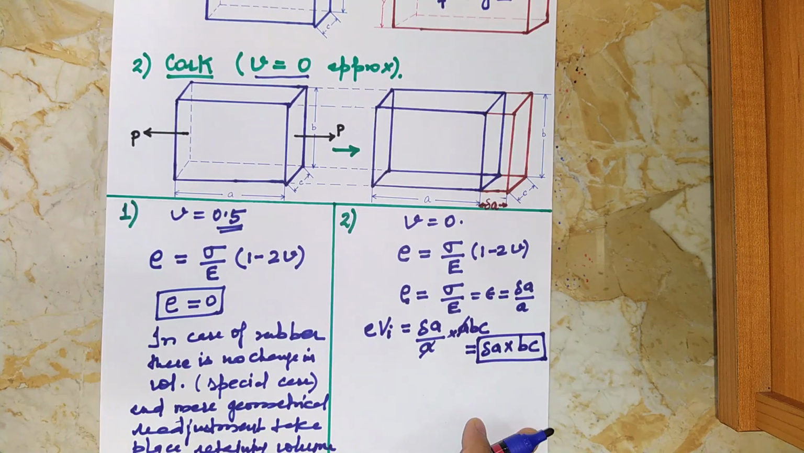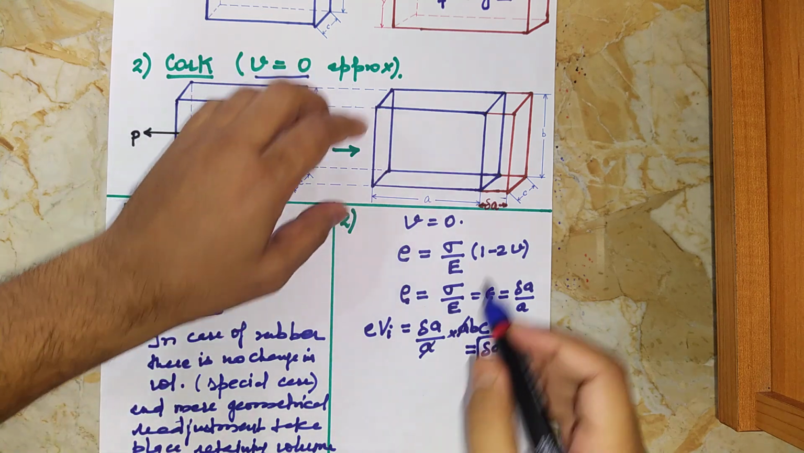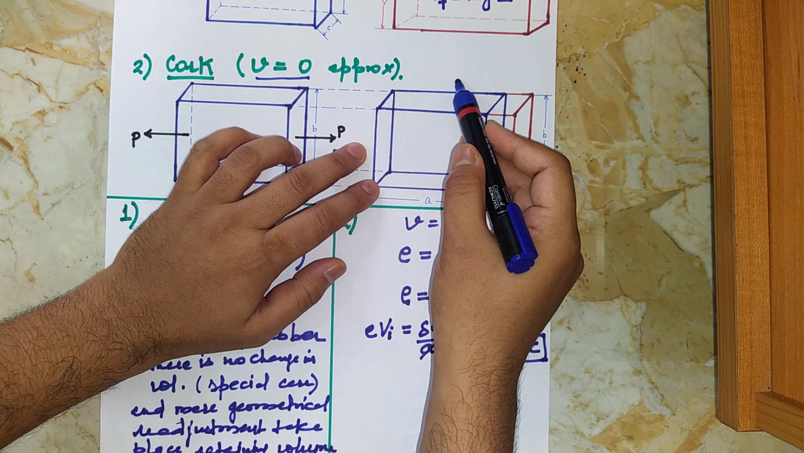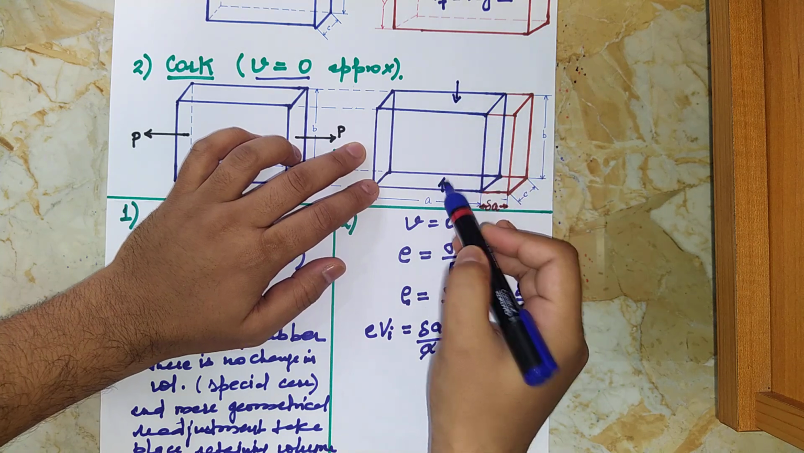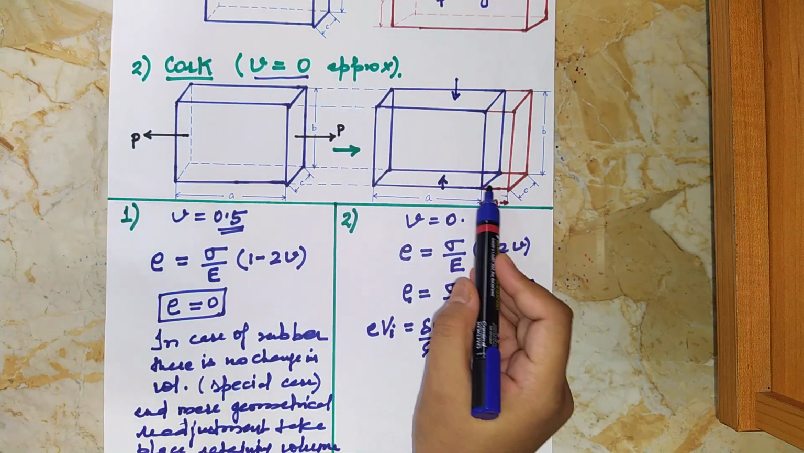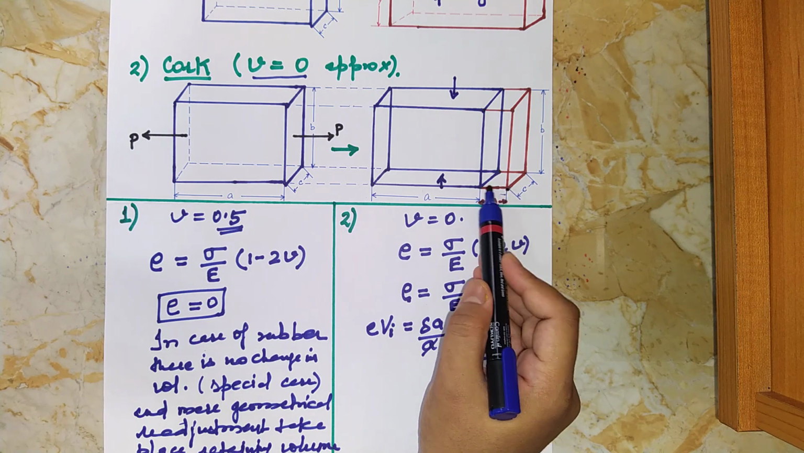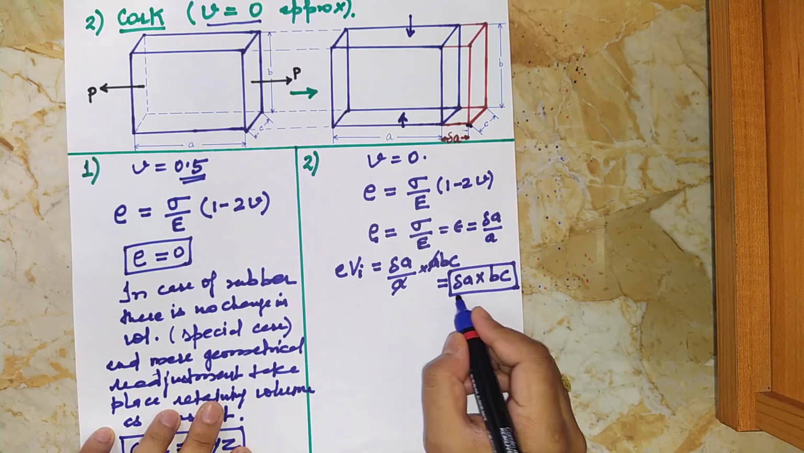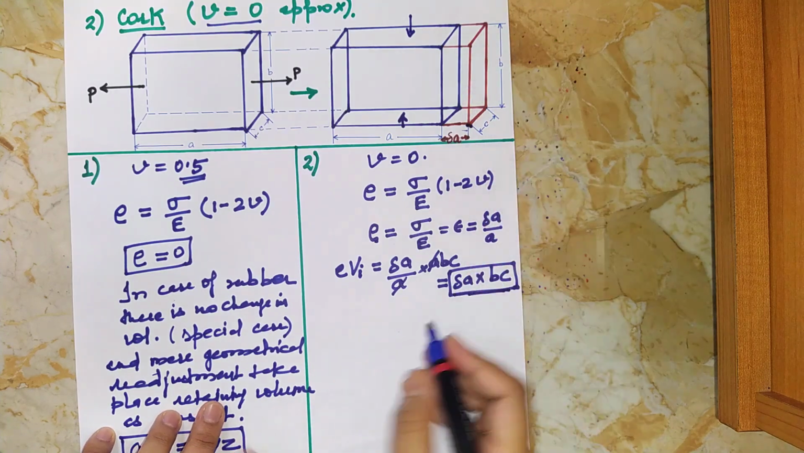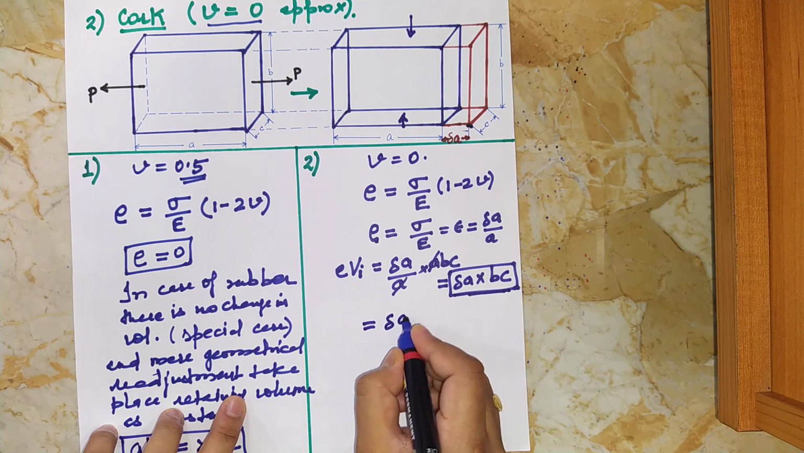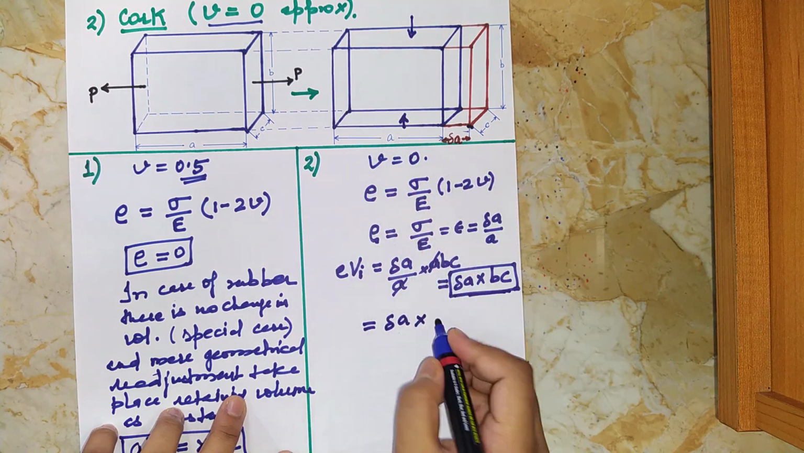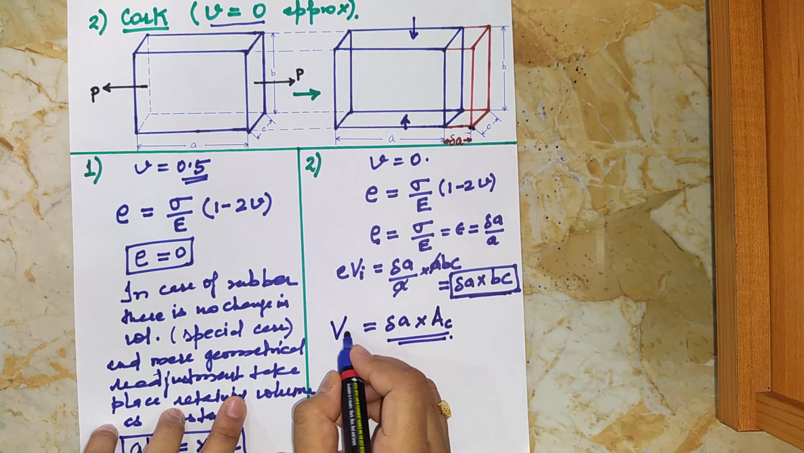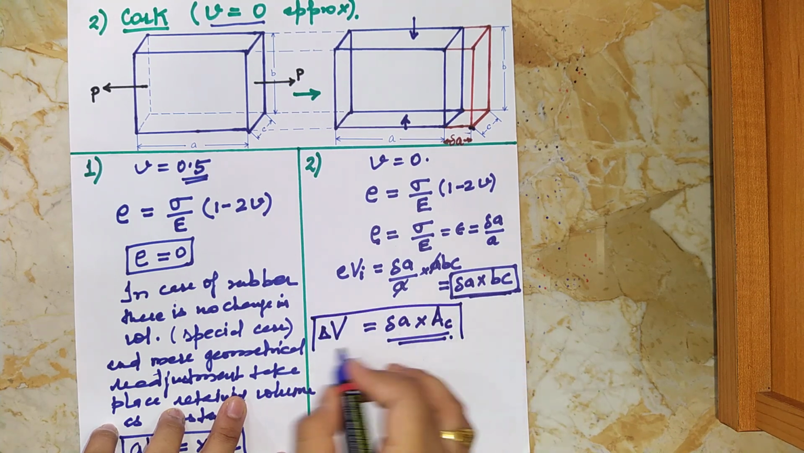So in case of cork we see that as we elongate the material by applying a load P, the lateral dimensions do not change. Lateral dimensions do not change, and there is only a change in the longitudinal direction. Okay, that is del A, because of which the change in volume is del A, that is change in length in x direction, into area of cross section. Okay, so this is the change in volume in case of cork.